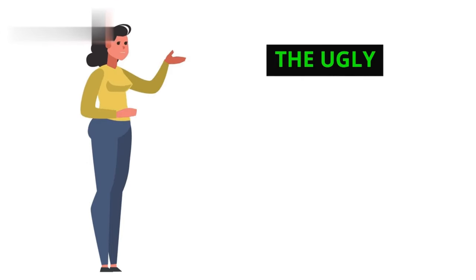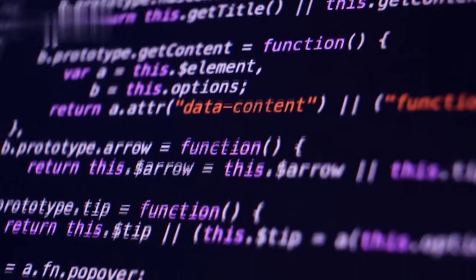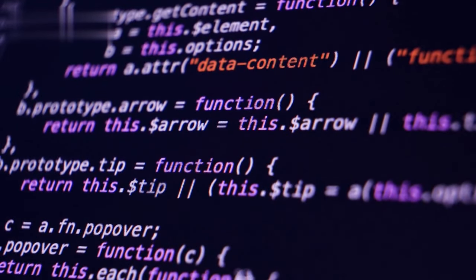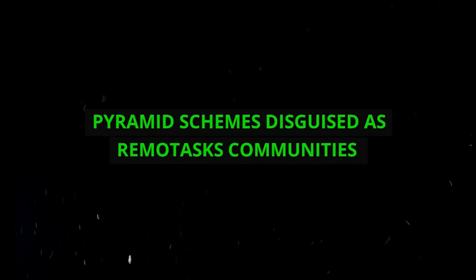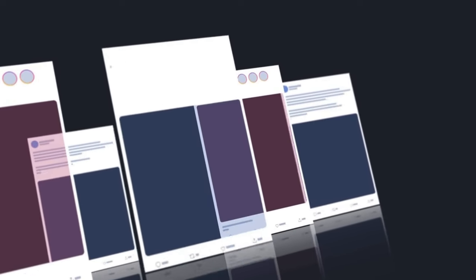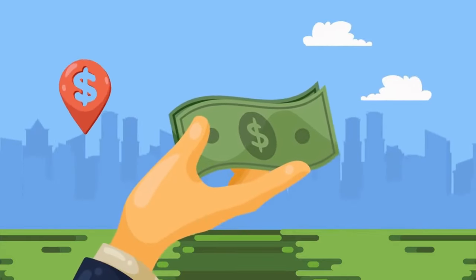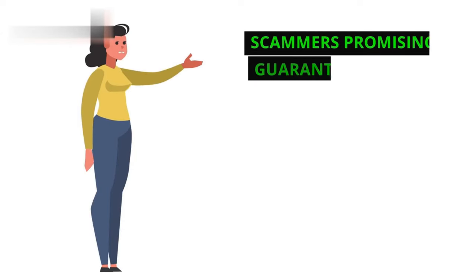The ugly, the warning signs to watch out for. Before you jump headfirst into Remotasks, be aware of some potential red flags. Pyramid schemes disguised as Remotasks communities. Avoid groups that promise unrealistic earnings or require you to recruit others to make money. Steer clear. Scammers promising guaranteed income. If it sounds too good to be true, it probably is.